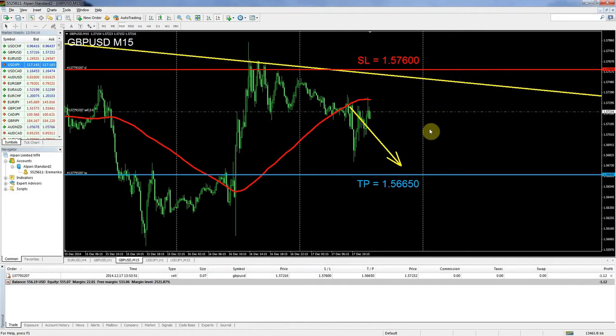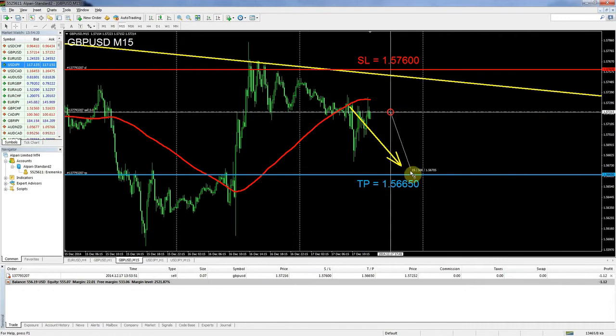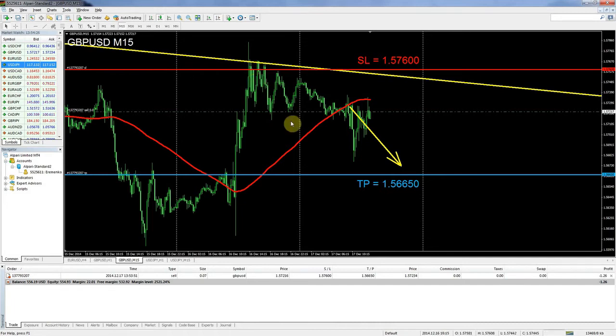Hopefully it won't take long, because this is a 15-minute time frame, and we're talking about movements of about 55 pips and 38 pips. So hopefully the market does go downward in this case, and we'll catch up again in a couple of days to analyze this trade.